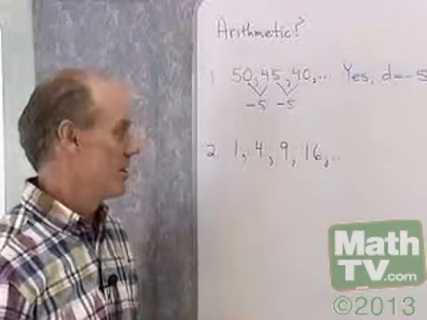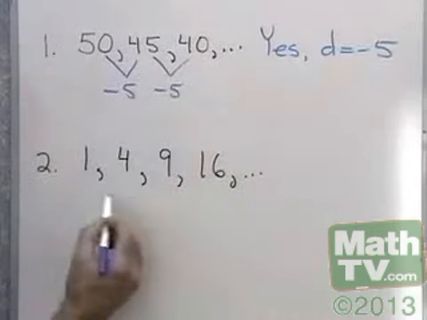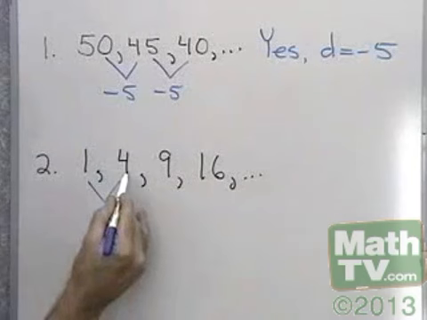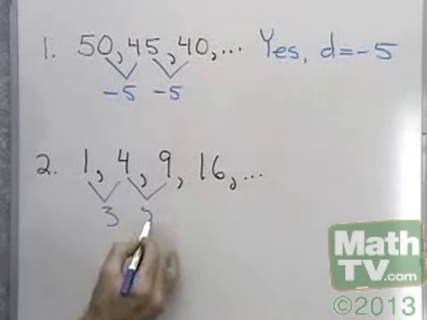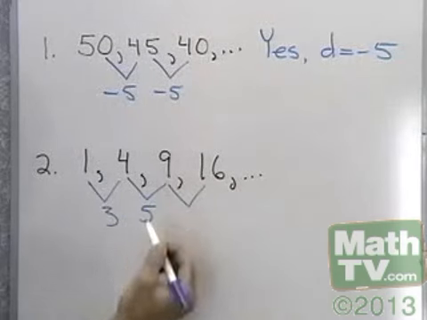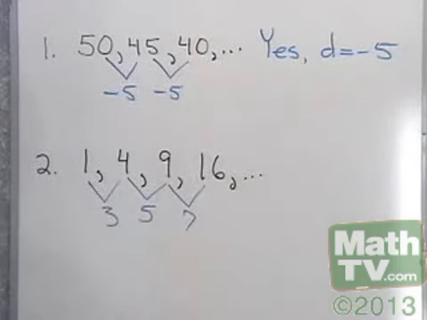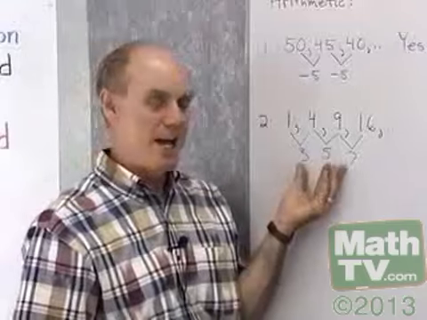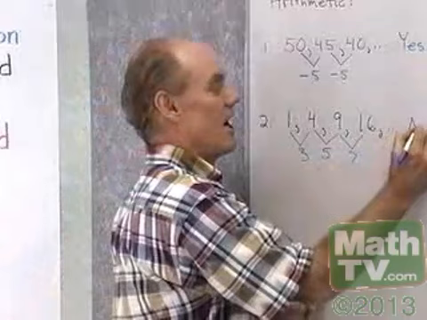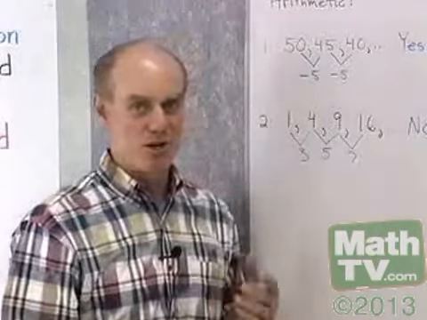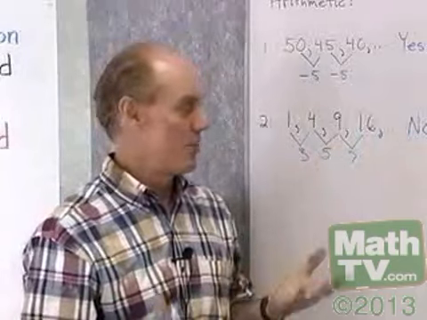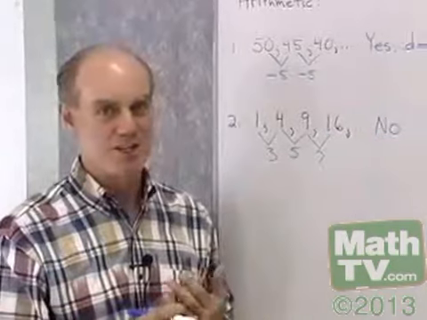Now let's look at our second one here. 1, 4, 9, 16. Well, what would I add to 1 to get 4? The answer is 3. What do I add to 4 to get 9? The answer is 5. So right away I can tell this is not an arithmetic progression. Let's just do one more. 9 plus 7 is 16. So since I don't add the same number each time to get the next term in the sequence, this is not an arithmetic sequence or arithmetic progression. So I have to say no, it's not. There is no common difference. It's some other kind of sequence, but it's not an arithmetic sequence.